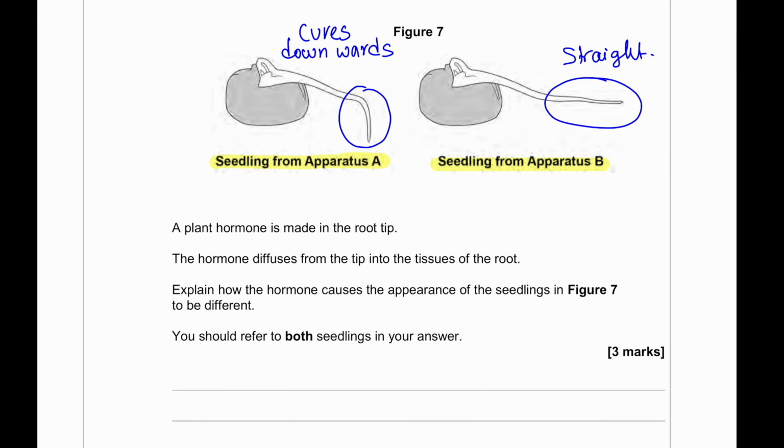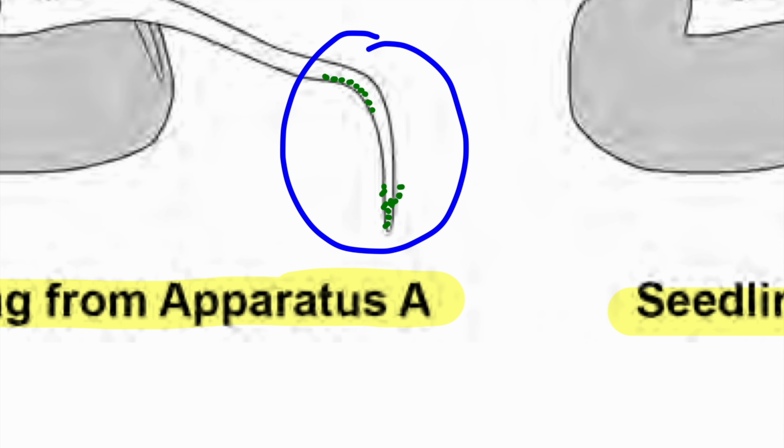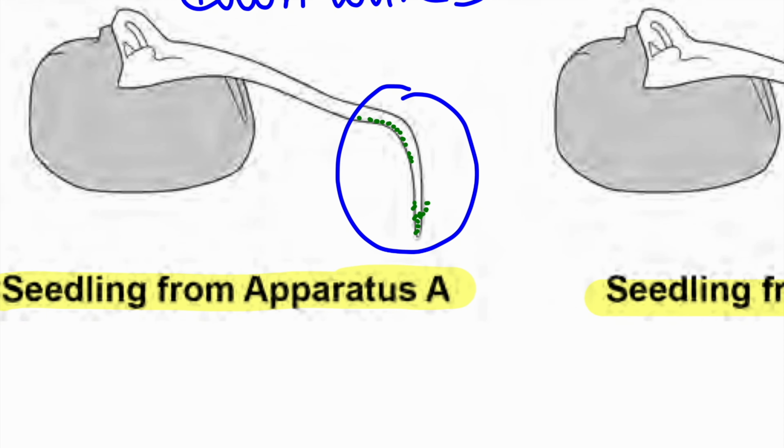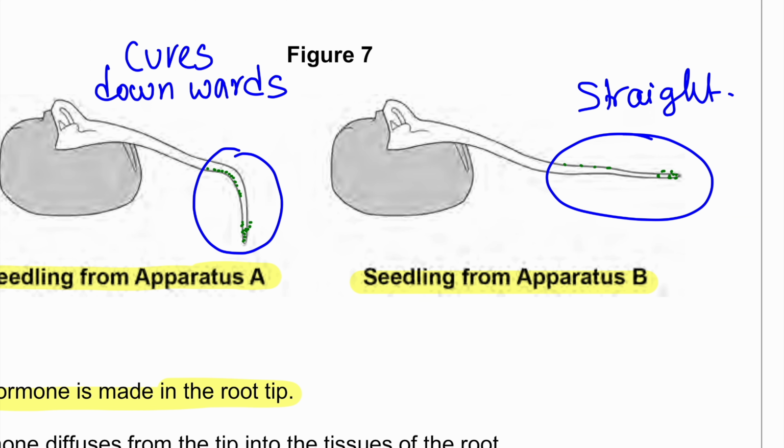A plant hormone is made in the root tip. So in the root tip, auxin is produced in both of the cases. However, auxin accumulates at the base of the seedling in apparatus A, whereas auxin is evenly distributed in the seedling of apparatus B.